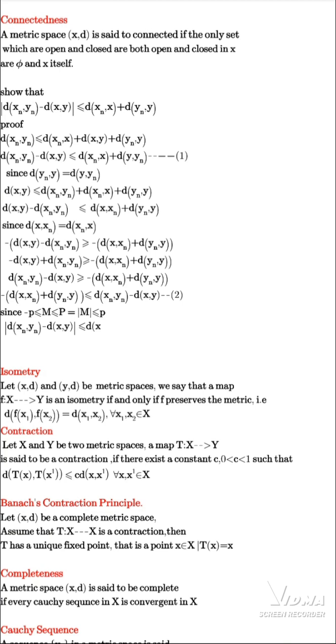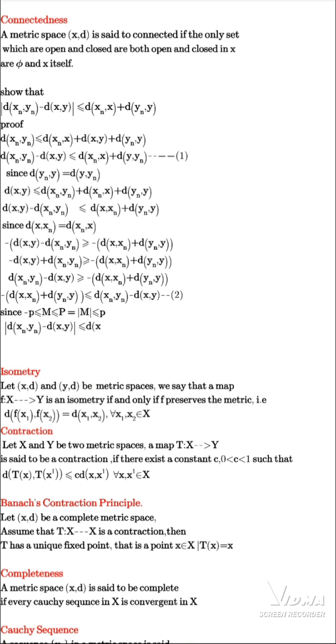So we have to show that the absolute value of d(xn, yn) minus d(x, y) is less than d(xn, x) plus d(yn, y). To prove this, we focus on the parameters d(x, xn) and d(yn, y), and we apply the symmetric property to those two parts.